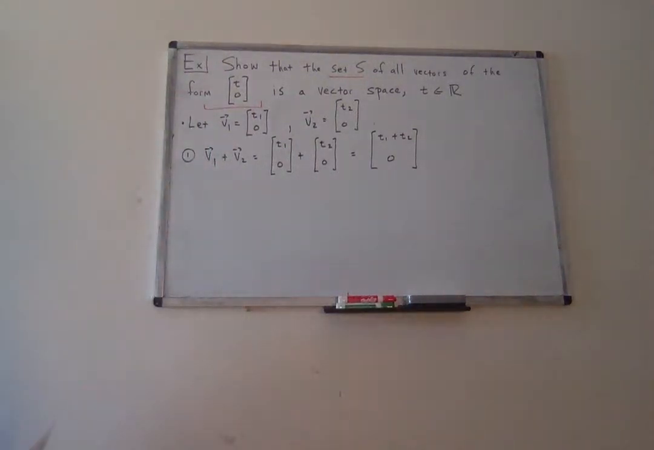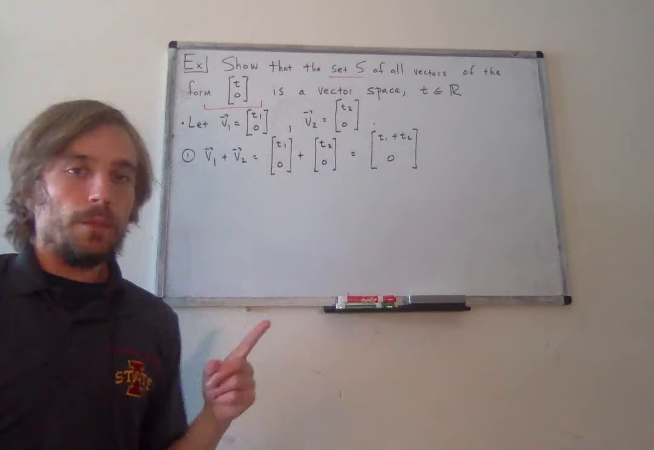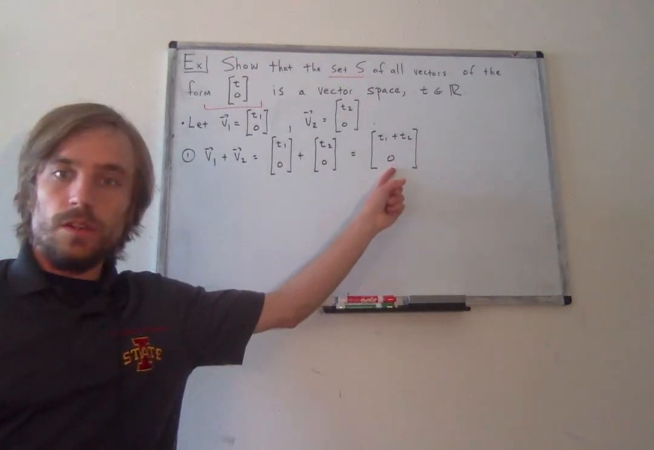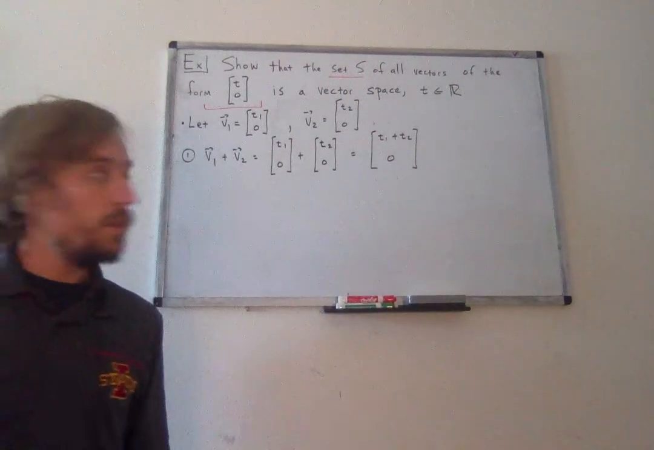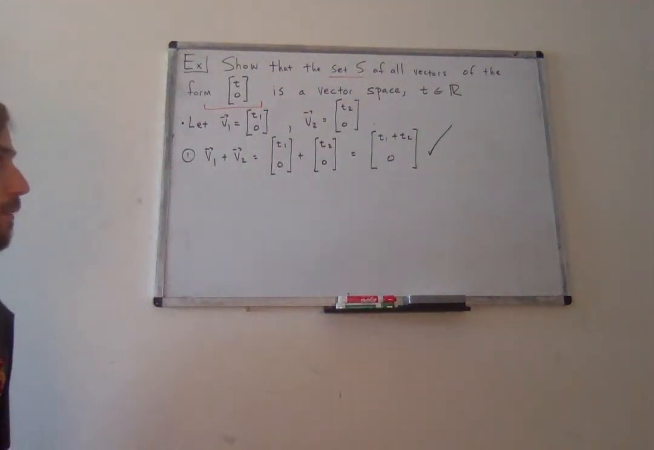So by the properties of vector addition, this is the vector v1 plus v2. And remember, the defining quality of a vector in the space was 0 in the second entry, anything in the first entry. And so in this case, we can check property 1 off of the list.